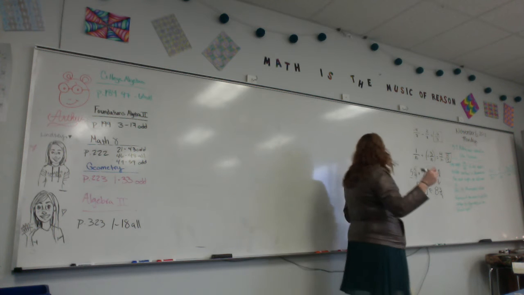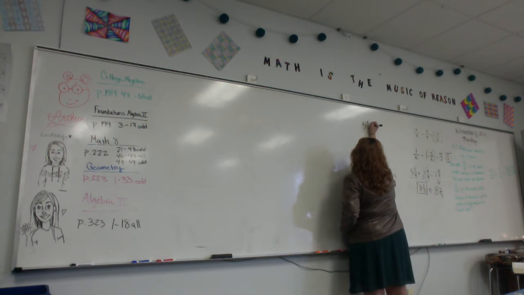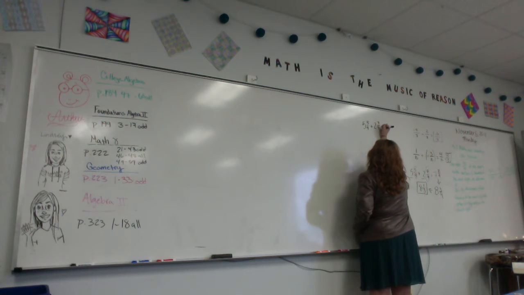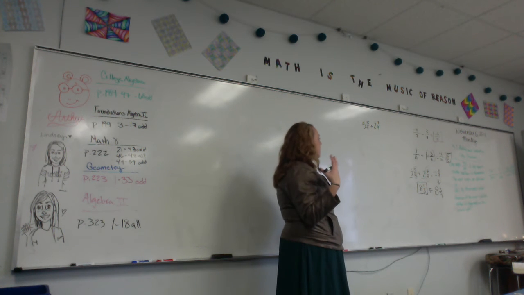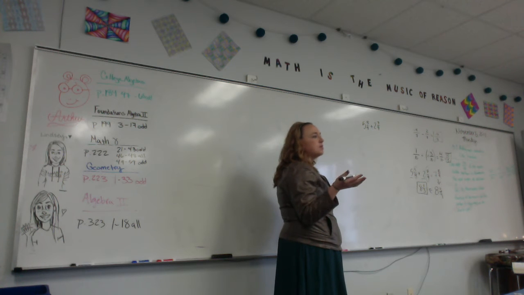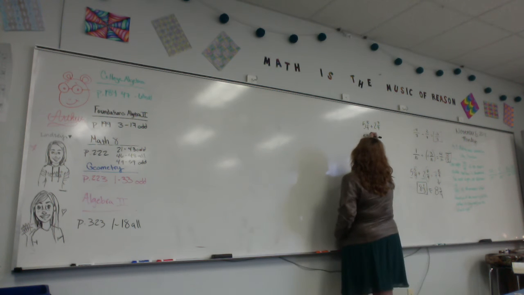Let's look at that. If I take 5 and 5/9 and I add it to 2 and 7/9, let's change those to improper fractions first. Emma, what does 5 and 5/9 change to? 50 over 9. What's 5 times 9? 45. That's right. And then 45 plus 5? 50 over 9. Good.